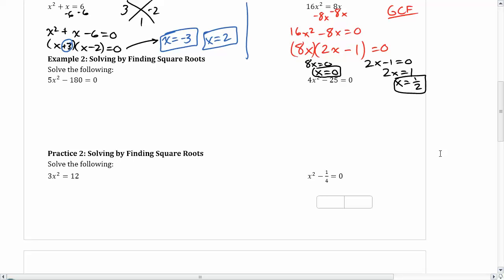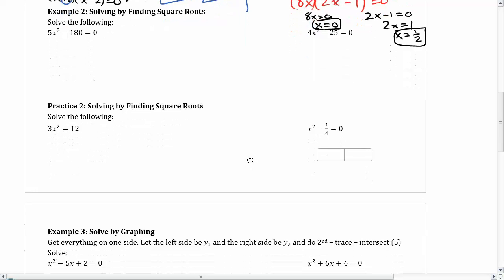This is now the second part of solving quadratics. The first time we were solving them by factoring. That involves setting it equal to 0, factoring one of the sides, setting both factors, or all three or all four factors equal to 0, and then solving each factor.